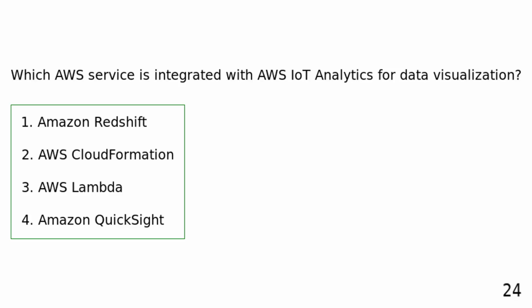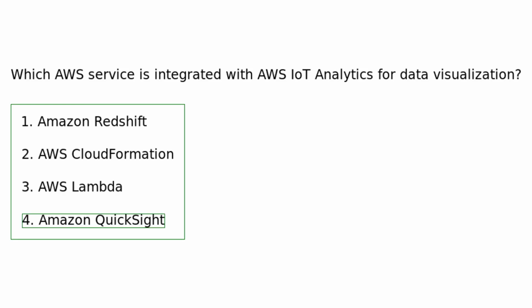Which AWS service is integrated with AWS IoT Analytics for data visualization? Amazon Redshift, AWS CloudFormation, AWS Lambda, Amazon QuickSight. Amazon QuickSight is used for visualizing the data processed by AWS IoT Analytics.